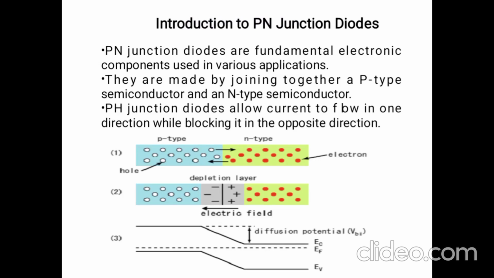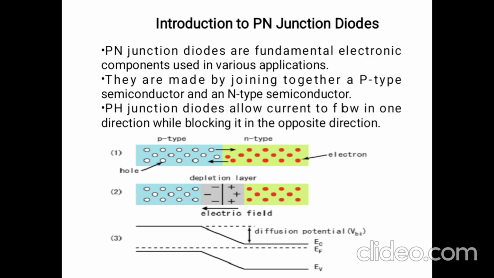Introduction to the PN junction diode. It's a piece of semiconductor material. One half is doped with P-type impurity, and the other half is doped with N-type impurities. A PN junction is formed when the material is divided into two halves or planes. One is P-type, the other is N-type.